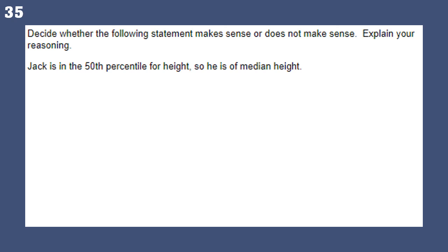Decide whether the following statement makes sense or does not make sense. Jack is in the 50th percentile for height, so he is median height. That is, yeah, that makes sense. That's actually what 50th percentile means. It means 50% below and 50% above.